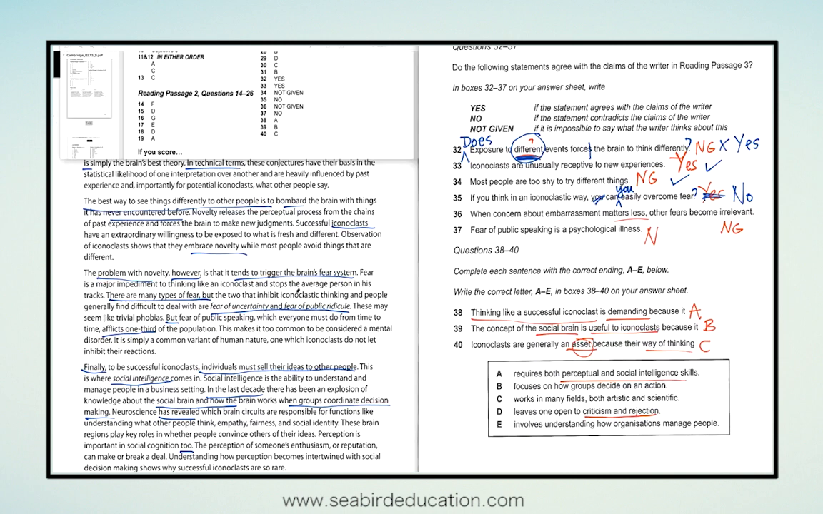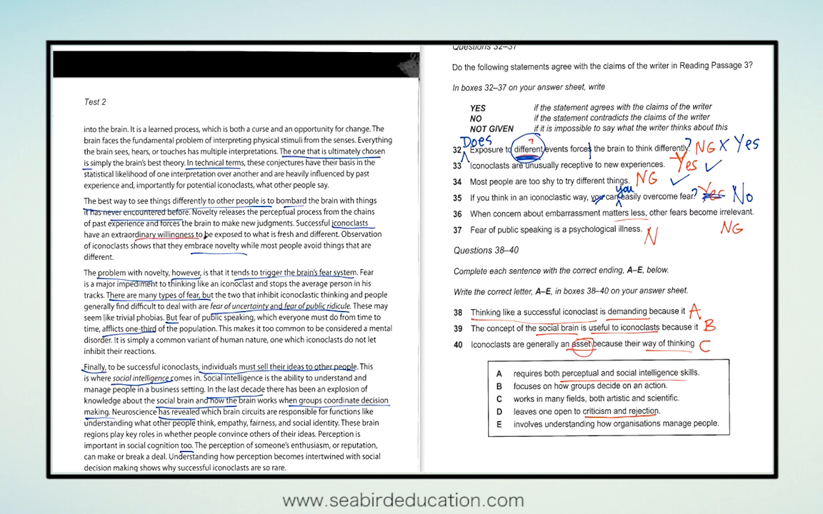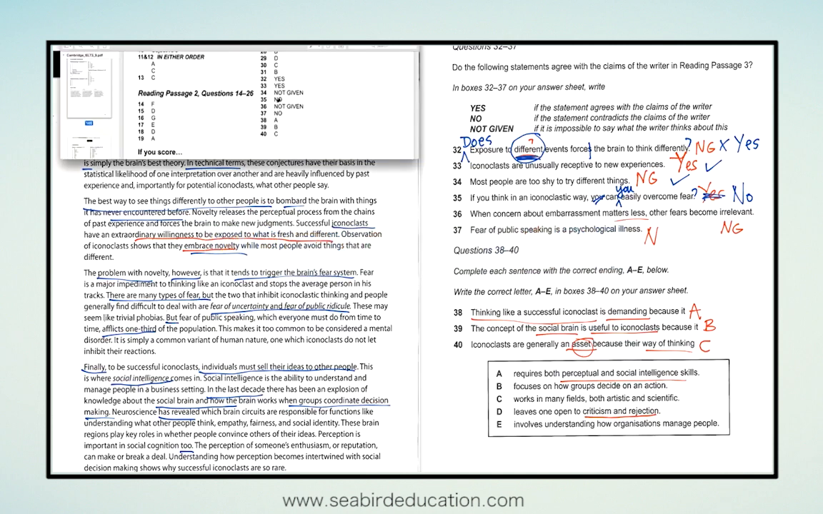Can you easily overcome fear? They have an extraordinary willingness to expose to what is fresh and different. They embrace novelty and avoid things that are different. Five, no. Can you easily overcome? Where does it say they do still have fear? I don't know. Again, number 35, if you can find the place where this is correct, where no is the actual answer, please leave it in the comments. Thank you. 36, not given, and 37, no, and A, B, and C.